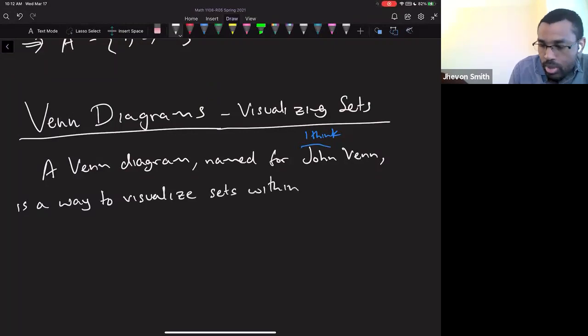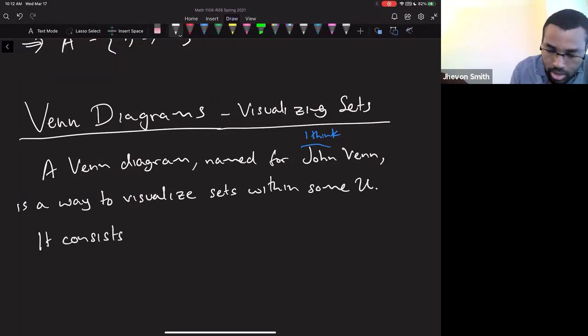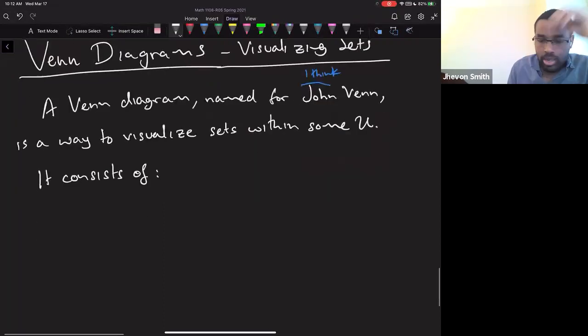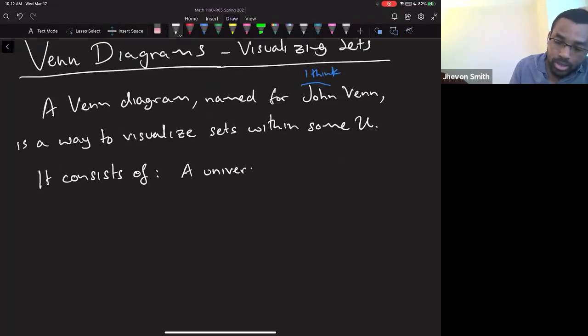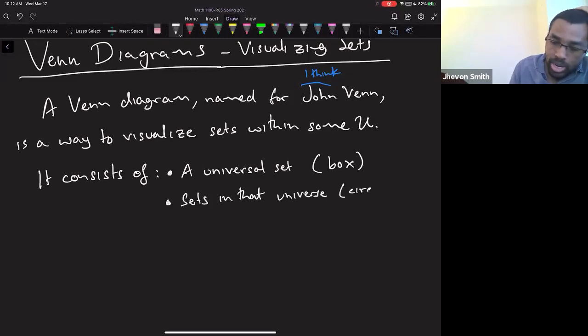It's a way to visualize sets within some universe U. It consists, of course, of a universe, which is a box, as well as sets in that universe, which we usually represent by circles or ovals.